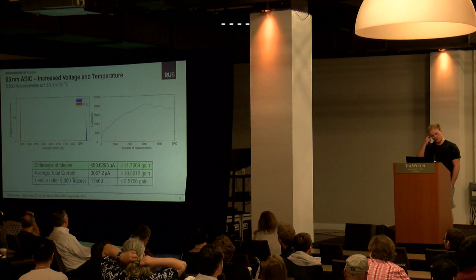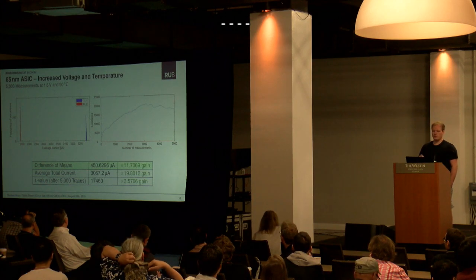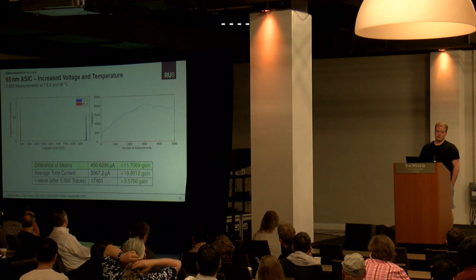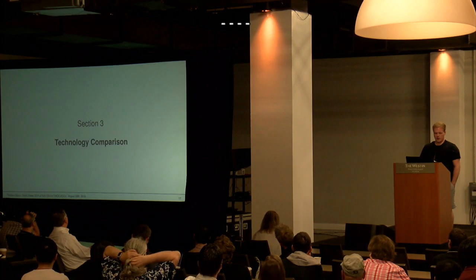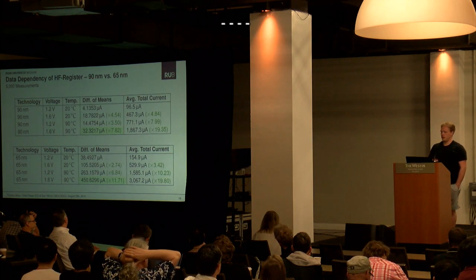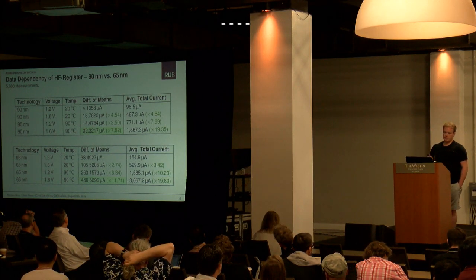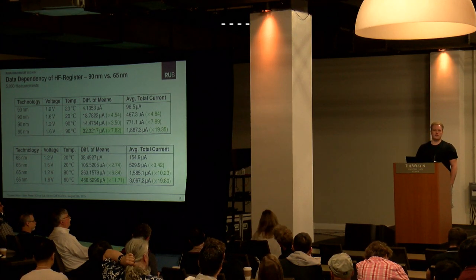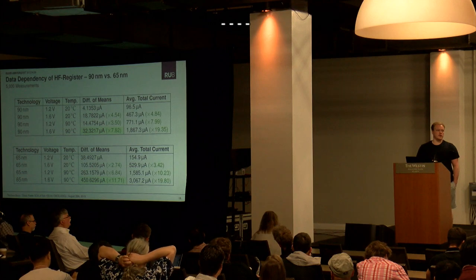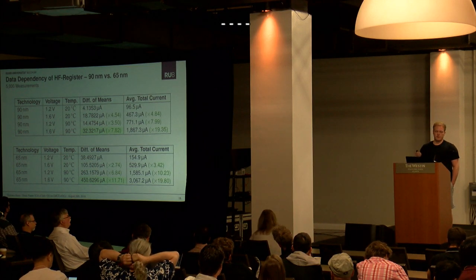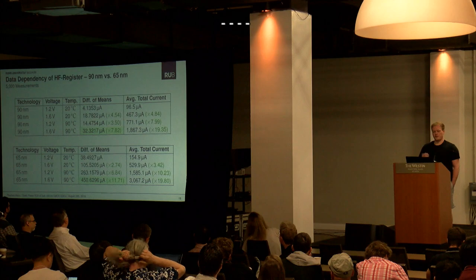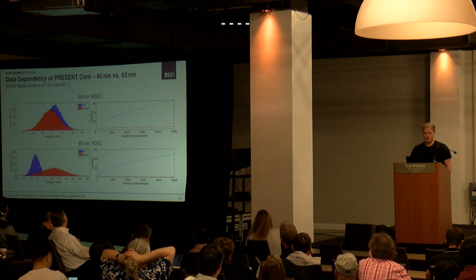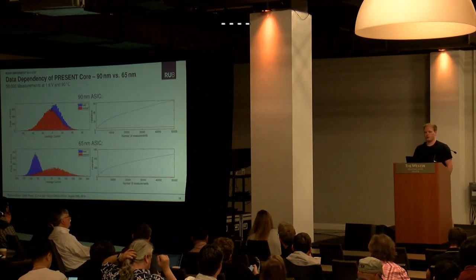If we combine those two, we get in total a 12-fold increase in the difference of means to distinguish those two distributions. If we want to compare those values, I've listed them all here and marked the most important ones. It can be seen that the 65 nanometer technology is at normal operating conditions already an order of magnitude more susceptible to attacks, but it's also more susceptible to changes of the operating conditions. Now we want to move to crypto because we don't care about registers.